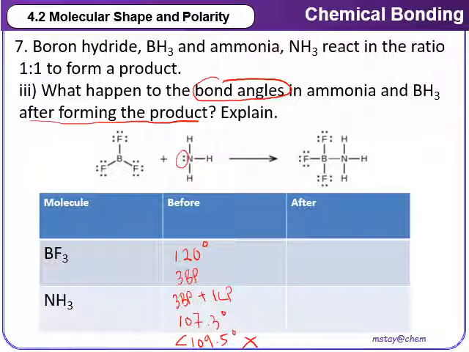So after the formation, again we focus on the boron. Now in this case, the boron consists of 4 electron domains, which is 4 bonding pairs. So this will lead to the shape of tetrahedron, which means that the bond angle is 109.5. The same case happens to the ammonia. The nitrogen in the ammonia also consists of 4 bonding pairs, and there is no lone pair. So that's why the bond angle is also 109.5 degrees.